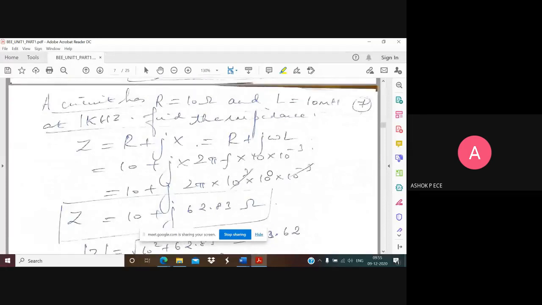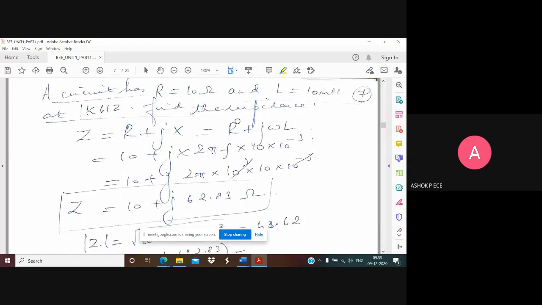Now a small example on how to find the impedance and admittance, and then we'll proceed with our thing. So see the problem. A circuit has R equal to 10 ohm and L equal to 10 millihenry, and the circuit operates at 1 kilohertz. Find the impedance of the circuit.